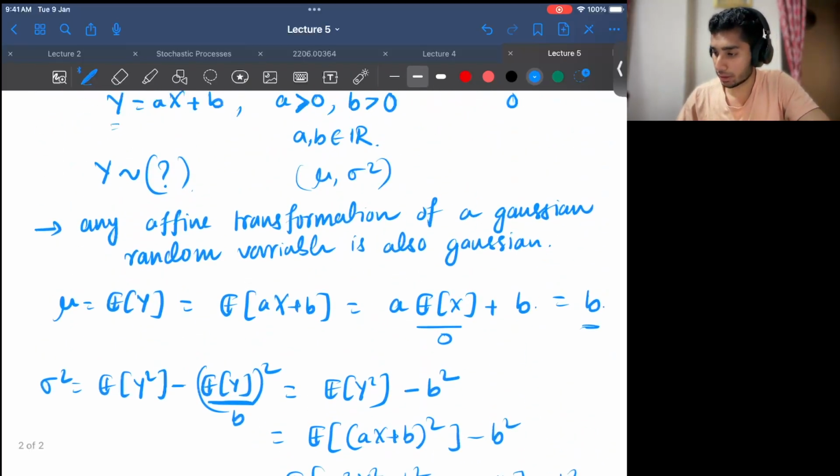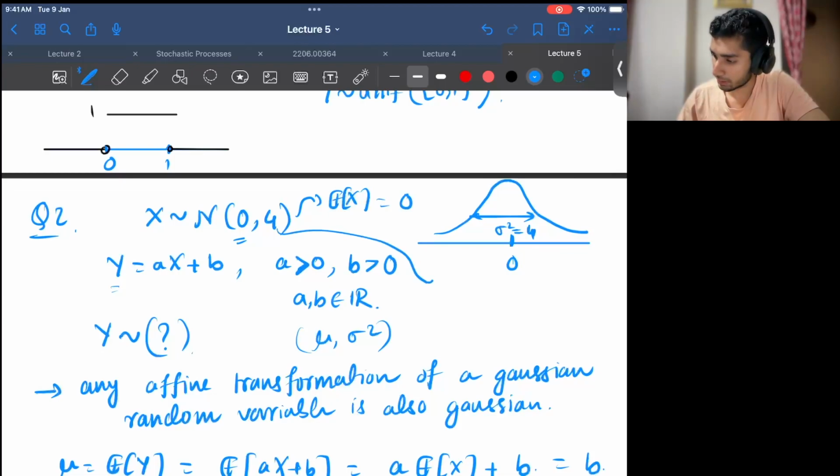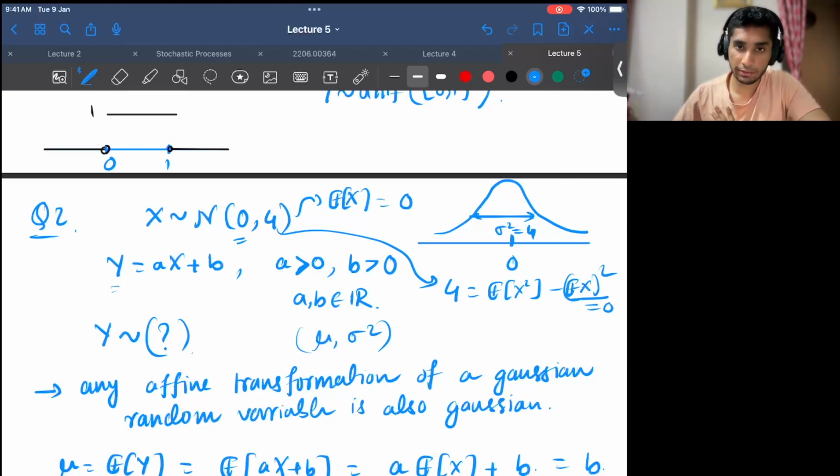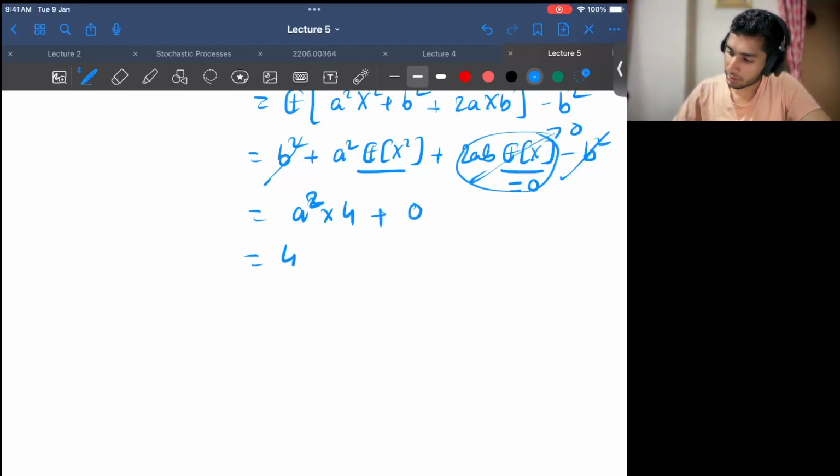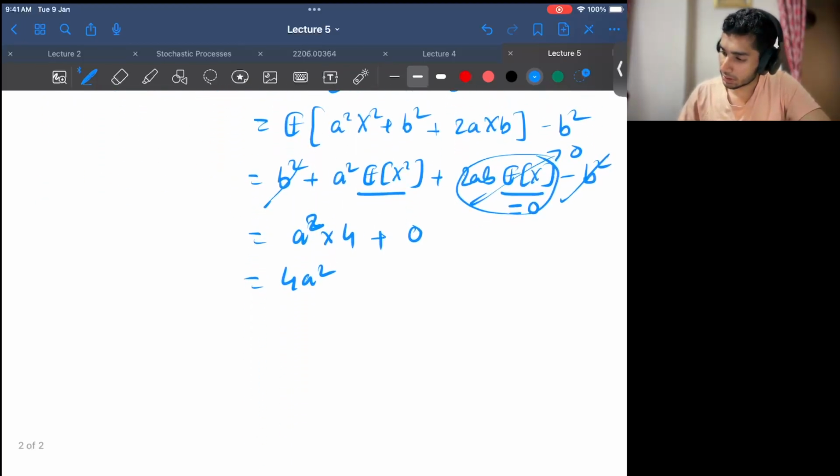What is the expected value of x square? We can calculate it. We are given that sigma square is 4, which is equal to the expected value of x square minus the expected value of x whole square. The second term is 0, since the expected value of x is 0. So this means that the expected value of x square is equal to 4. We can use this result here. So this becomes a square times 4, plus, again, the expected value of x is 0, so that term goes to 0. So this is 4a square, and this is your sigma square.